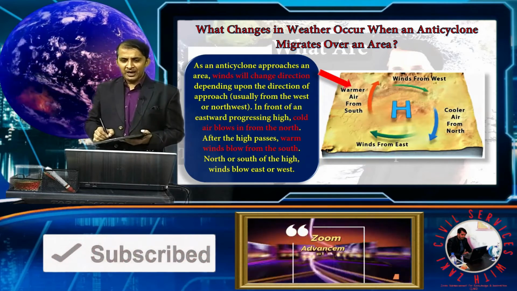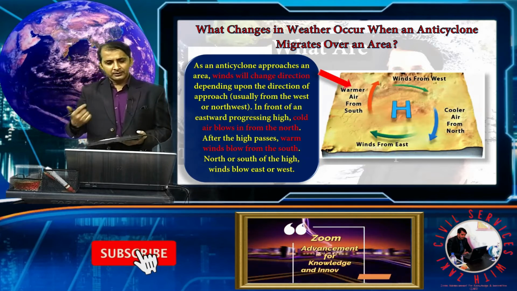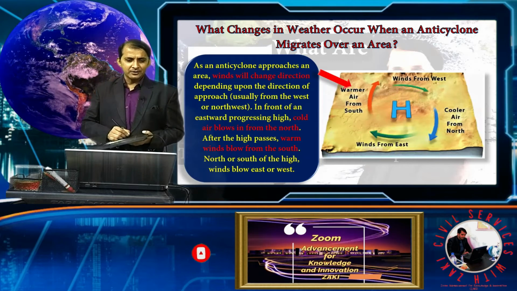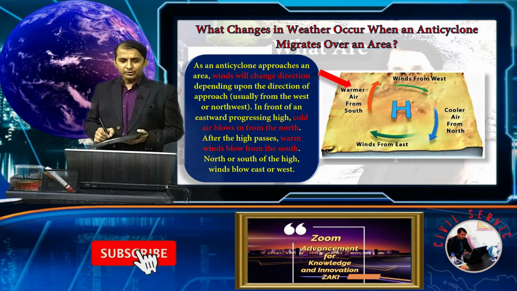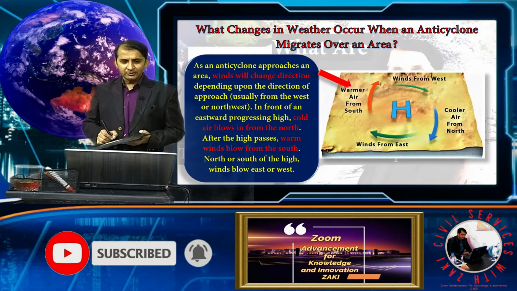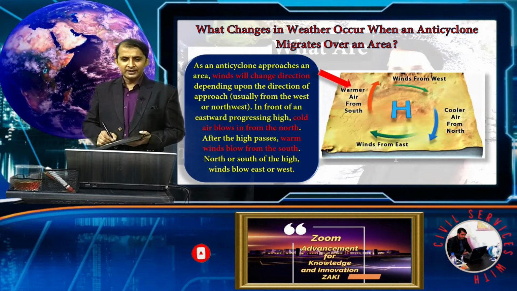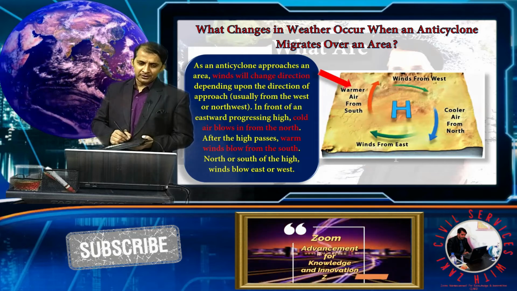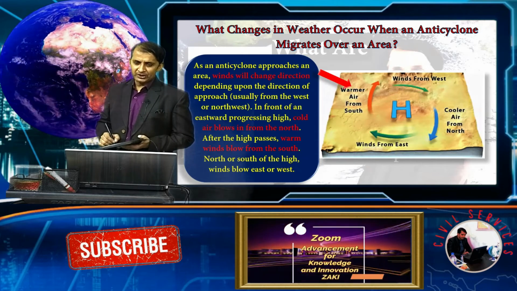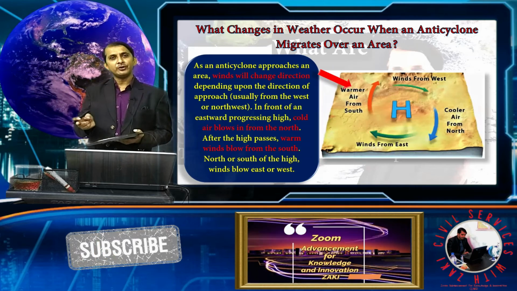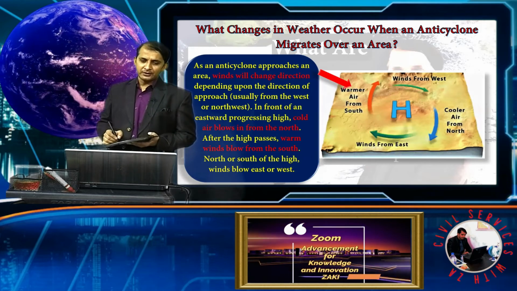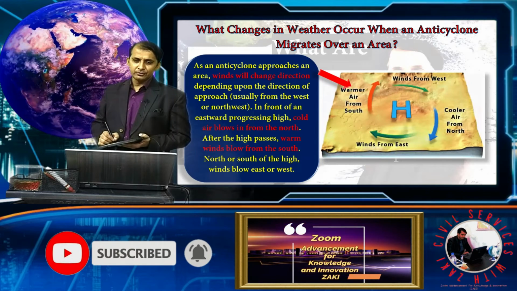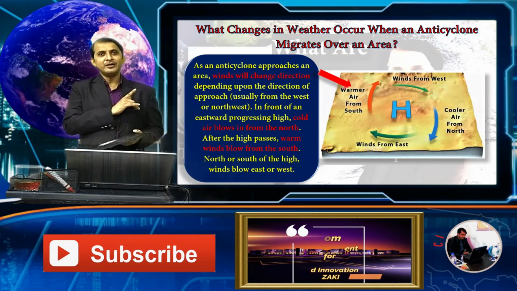In the east of the high pressure zone, the wind coming from the north is cold. Air blowing from the north is cold. After the high passes, warm wind blows from the south. So after the high passes through this high pressure area, it is warmer. If you go to the north, they can flow west to east, and if you go to the south, they can flow east to west. So these are the changes in the wind direction.